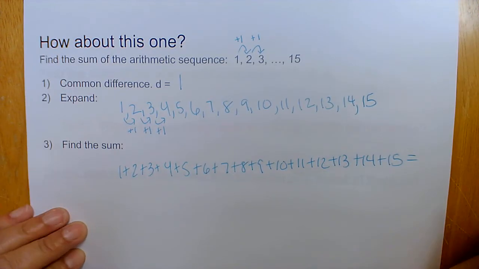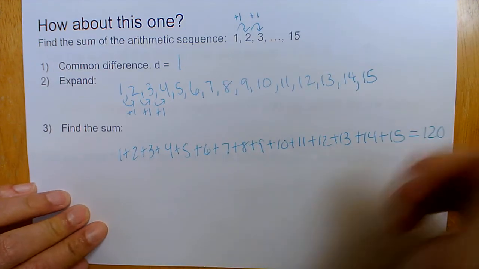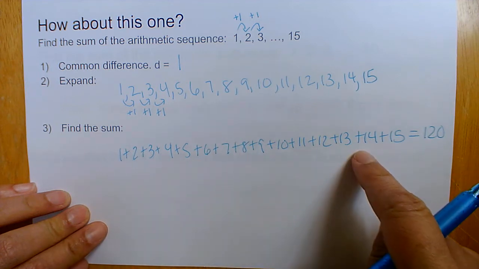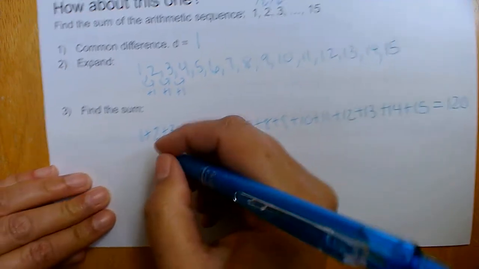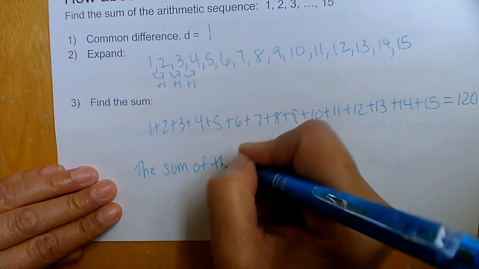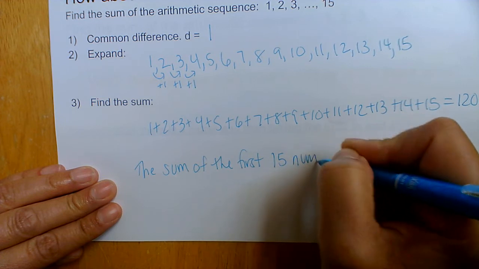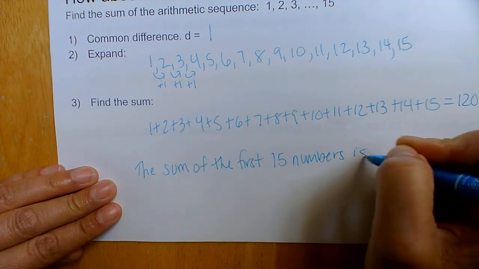And what are we going to get? We are going to get 120. So the sum of the first, how many numbers do we have here? We've got 15 numbers. Let's write that out. The sum of the first 15 numbers is 120.